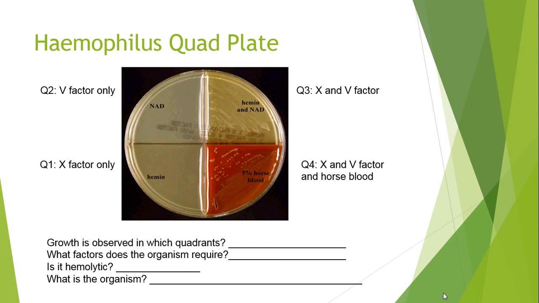So here we see growth in which quadrants? 3 and 4. So what factors does this organism need in order to grow? Both X and V, right? Is it hemolytic? Can we see hemolysis? No. Okay, so which organism is it? Haemophilus influenzae, right? How do we know it's not Haemophilus haemolyticus? It needs X and V factor too. The blood's not hemolyzed, right?